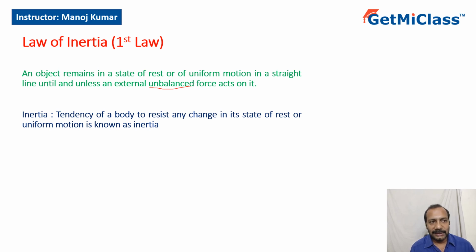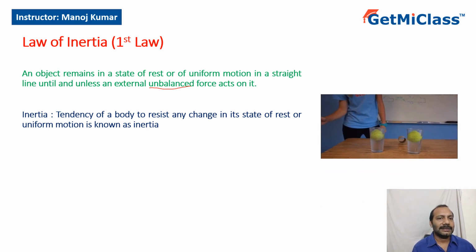Now, what is this inertia? Inertia is the tendency of a body to resist any change in its state of rest or uniform motion. Inertia is opposition to change. In the first law also we say that the object which is at rest remains at rest. It opposes any change. That's why this law is called the law of inertia.